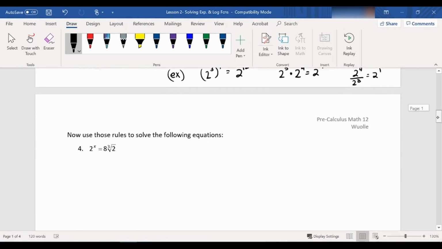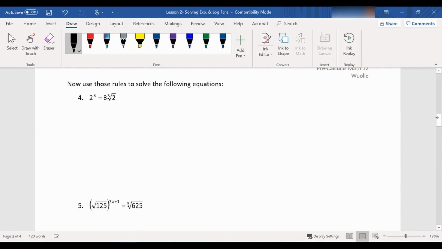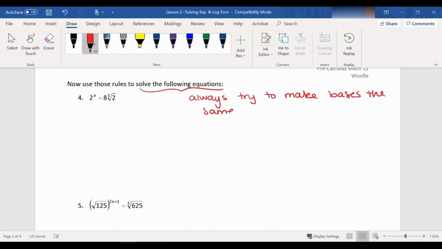So let's try some questions. We're going to use these rules to try and solve these equations. Step 1 is always try and make the bases the same. As soon as the bases are the same, the exponents must be equal. Okay, which we saw before, right? All those questions we just did on the previous page, our bases were the same and our exponents were equal. We're doing the same thing here, it's just a little bit more simplifying, okay?